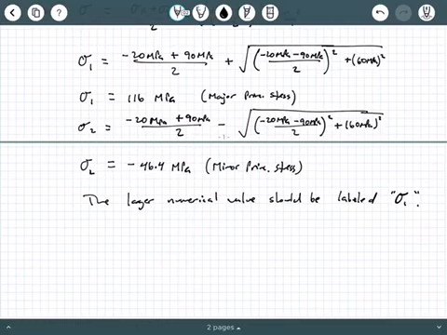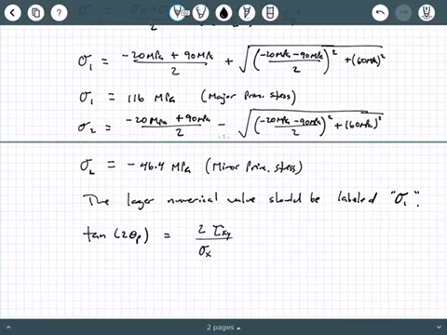value should be labeled sigma 1, okay? So again, if you punch these two formulas through and you happen to have numbers that sigma 2 gives you a bigger value than sigma 1, then you just flip the labels. Call the one with a bigger number sigma 1, okay?